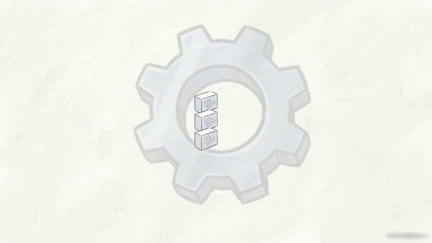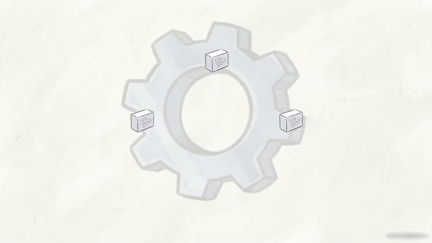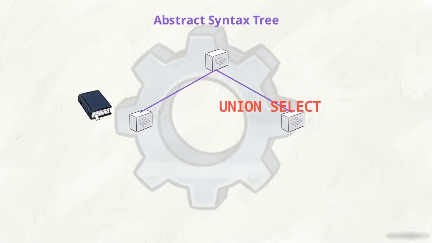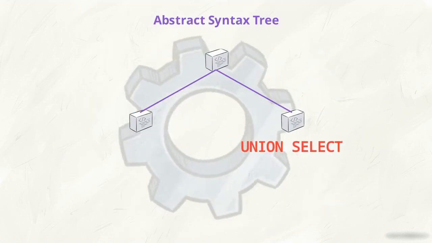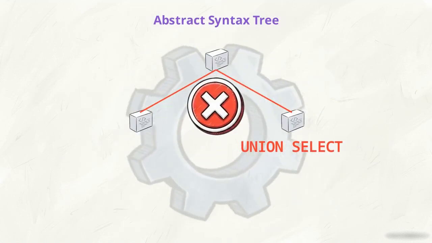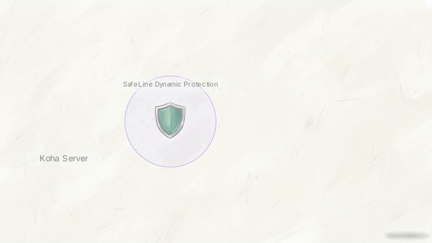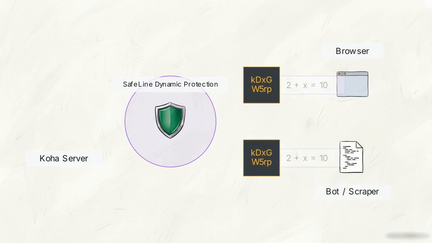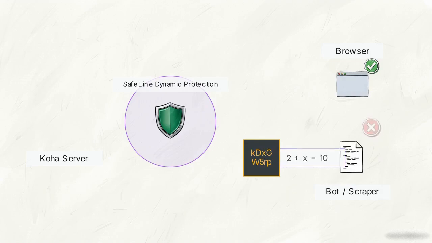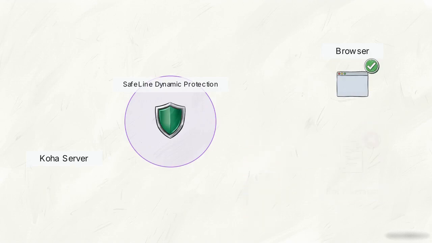Semantic analysis is a detection method that parses incoming code contextually to understand its actual intent, rather than simply matching it against a list of known bad strings. SafeLine intercepts the outbound response and dynamically encrypts the HTML and JavaScript. It then issues an invisible proof-of-work challenge. A legitimate browser solves this in milliseconds, but low-resource scrapers fail and get dropped instantly.